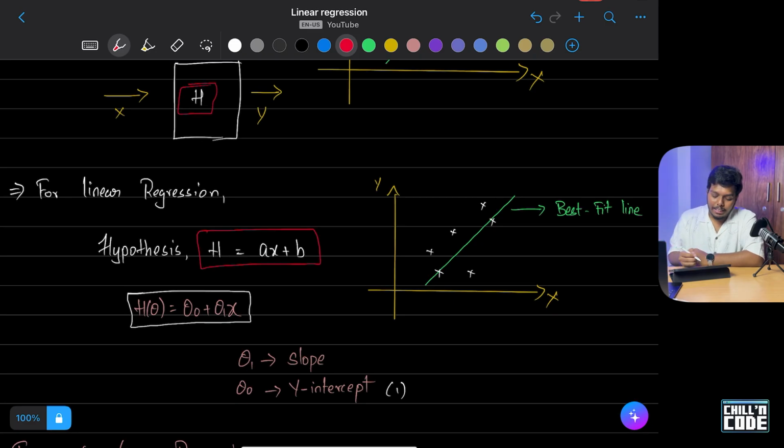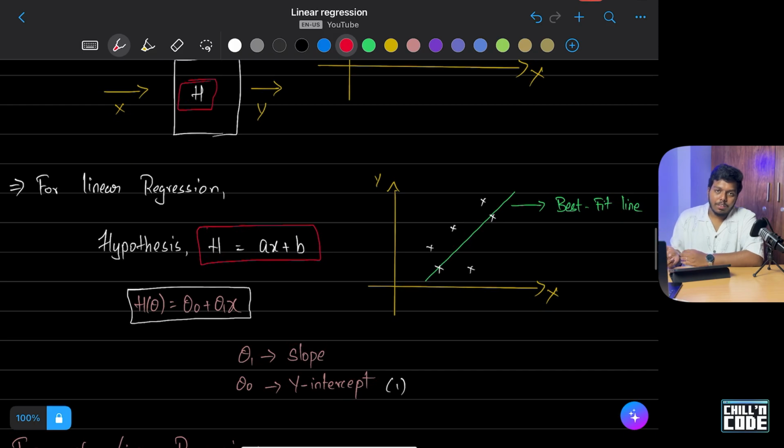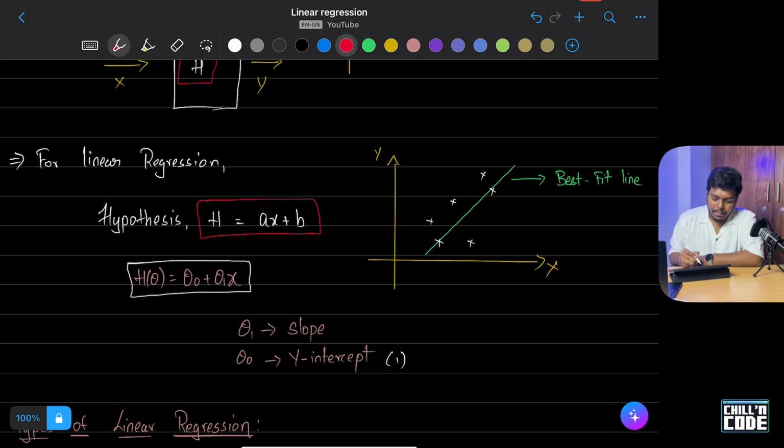The equation of a straight line is ax plus b equal to y. In machine learning terms, we slightly modify these values and consider it as theta 0 plus theta 1 of x, which is a straight line equation. Here theta 1 is our slope, and theta 0 is the y-intercept. Because the hypothesis is a straight line, we consider this equation as our hypothesis.